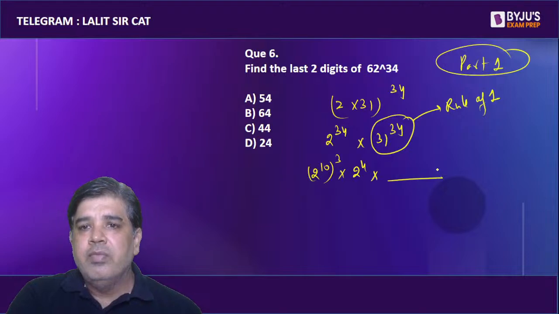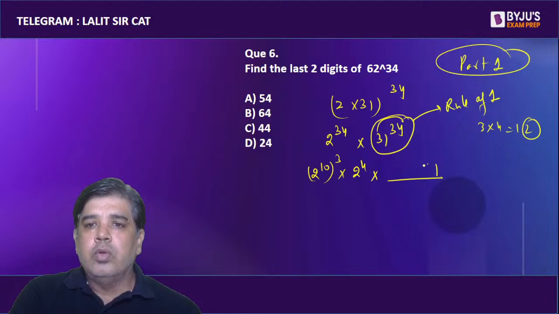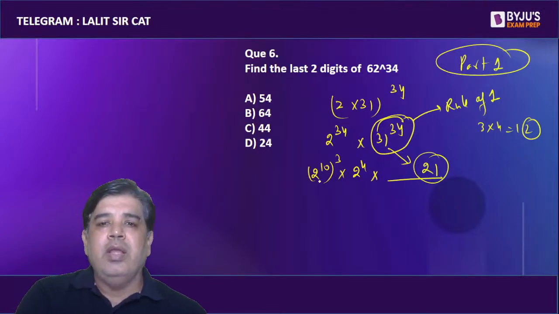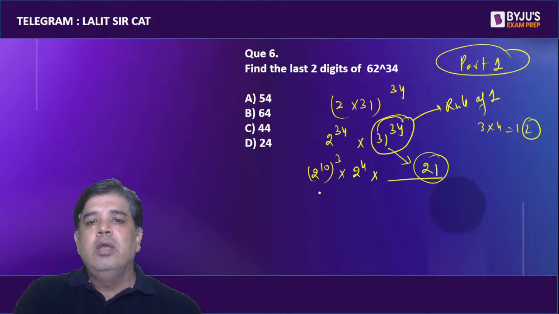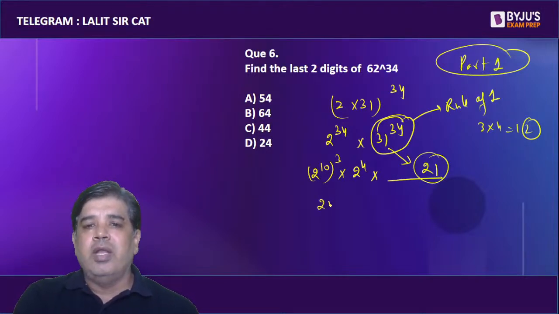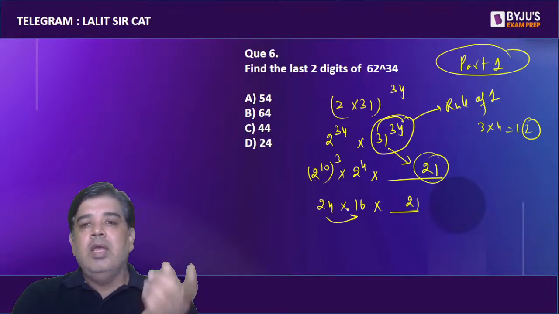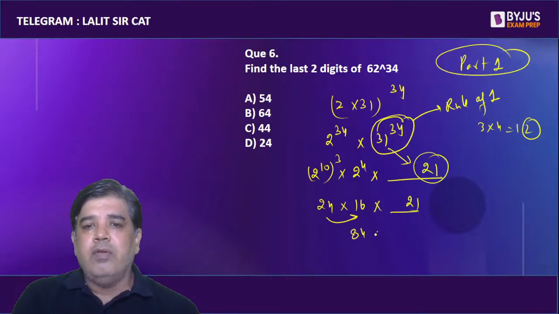What is rule of 1? The last digit will be 1. 3 into 4 is 12. So pick 2, 21. So the last two digits of this number will be 21. This is 2 raised to power 10. 24 raised to power odd, 24 into 16 into 21. 24 into 16 means 100 minus 16, 84.